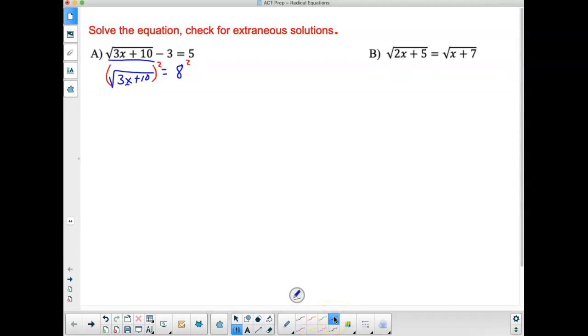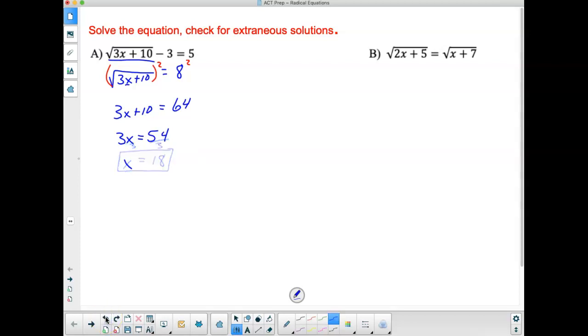After I square both sides, the square root of 3x plus 10 squared is 3x plus 10. That equals 8 squared, which is 64. Now I can get x by itself. So I have 3x equals 54. When I divide both sides by 3, I get x equals 18. Now, like I said, I circled that box a little too early.